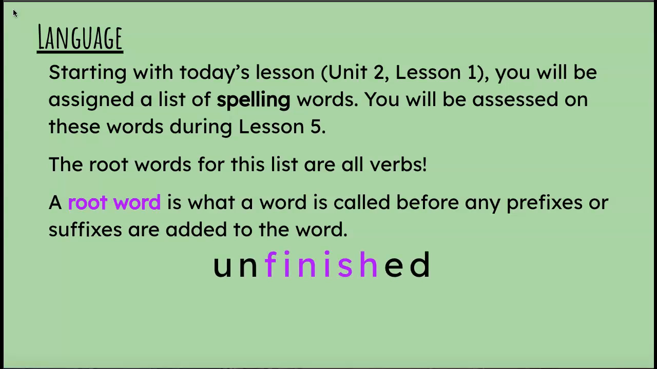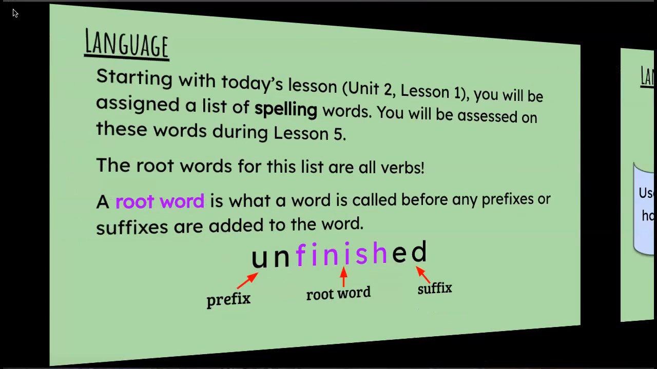So let's look at this word, unfinished. Finish is the root word. That's what we started with. Then the prefix un was added to it. And a prefix always comes at the beginning of a word. And then a suffix was also added to this word. And a suffix is an ending to a word.